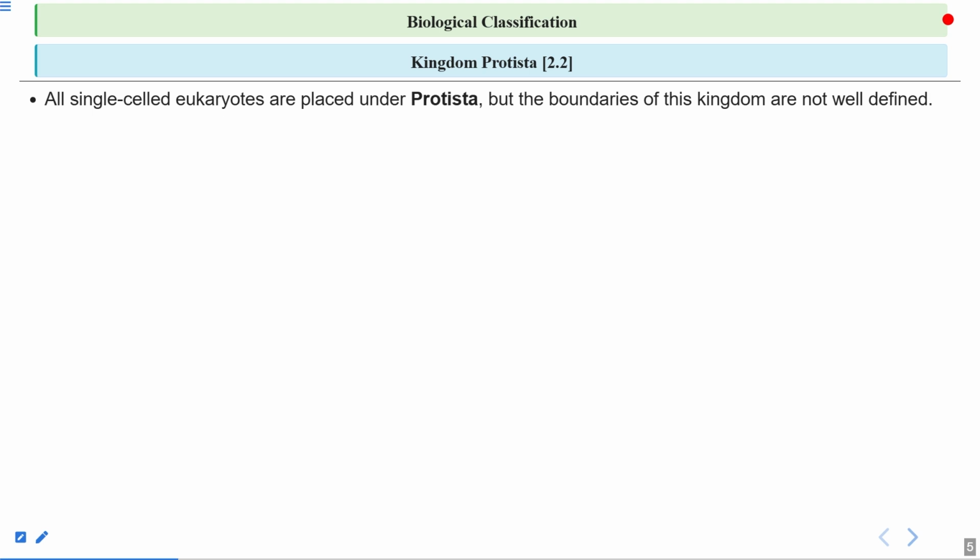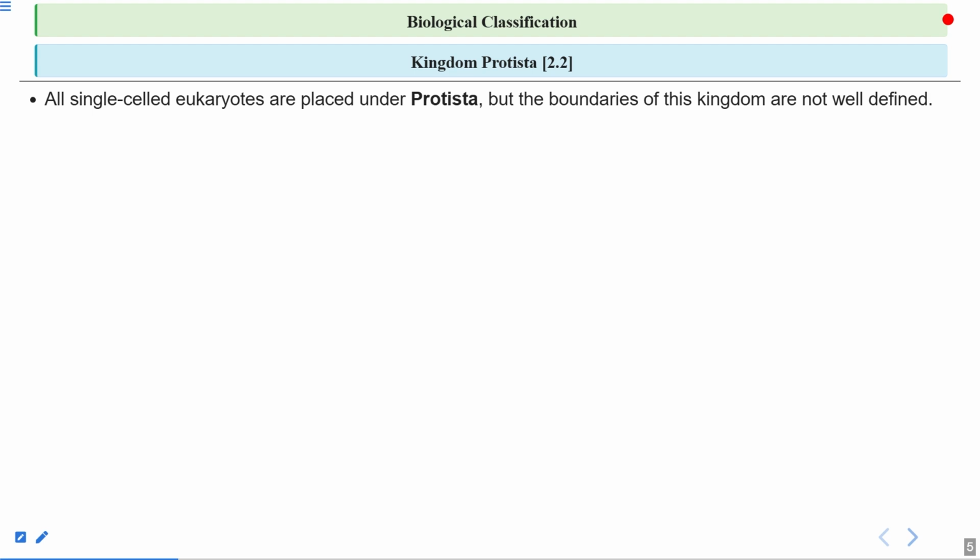Okay. Now, all single cell eukaryotes are placed under the Protista. But the boundaries of these kingdoms are not well defined. You can see here all these lines are from the NCERT book. Clear? We are focusing on the NCERT. So the members of Protista are unicellular eukaryotes. Unicellular means they are single cell. They are eukaryotic organisms, meaning they will have a true nucleus and they will have membrane bound cellular organelles.